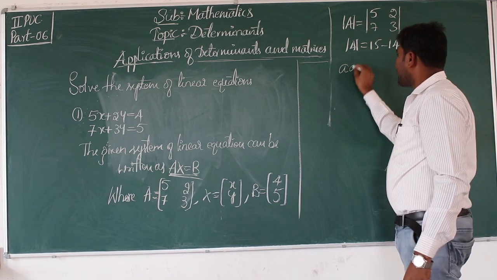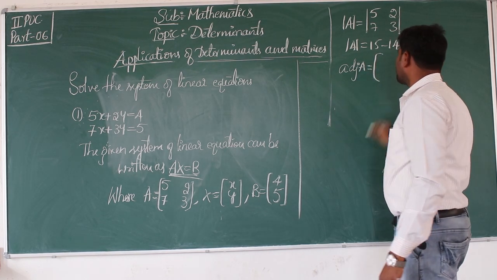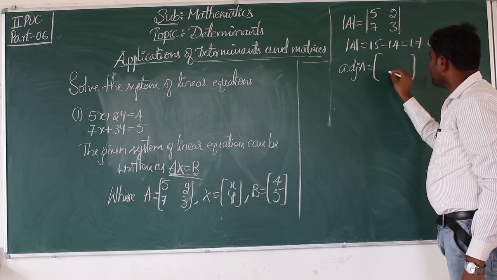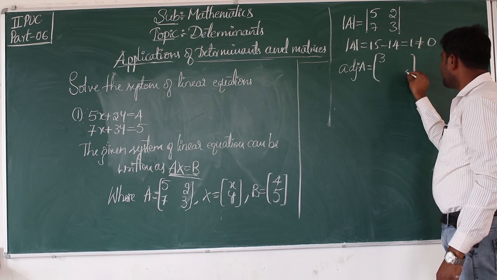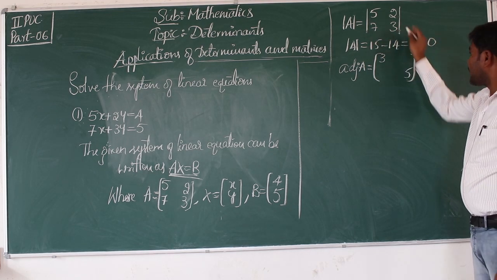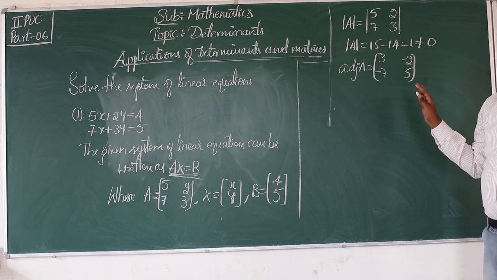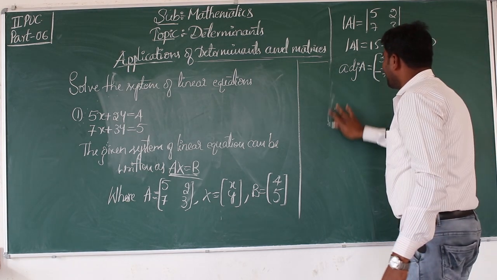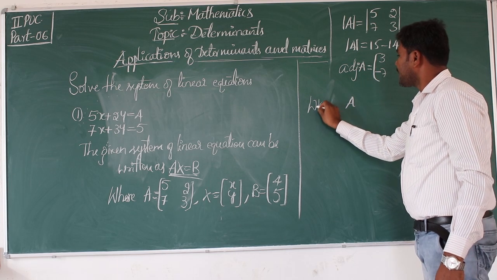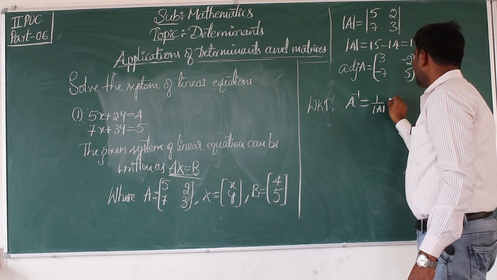Then the adjoint of matrix A is given by: to find the adjoint of A, we just have to interchange the diagonal elements. In place of 5, we take element 3, and in place of 3, we take element 5. And change the sign of the rest of the elements: plus 2 becomes minus 2, plus 7 becomes minus 7. This is called the adjoint of matrix A. Now find the inverse of the matrix. You know that the inverse of matrix A is A inverse is equal to 1 by determinant A into adjoint A.